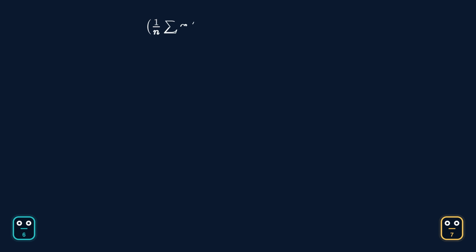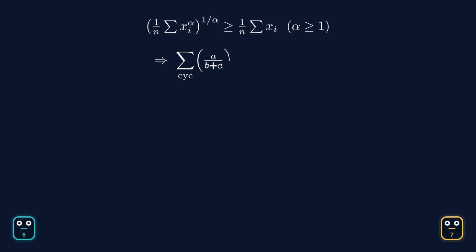But what happens if alpha is above 1? Well, that's the easiest part. We just use a simple power mean argument plus regular Nesbitt's inequality, and it just hands you the symmetric bound for free. So this whole thing works for every positive power.